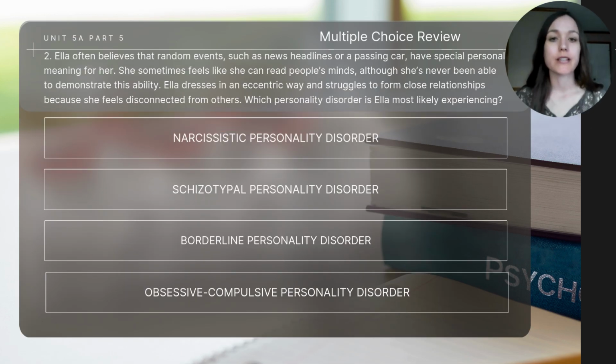Question number two says Ella often believes that random events, such as news headlines or a passing car, have special personal meaning for her. She sometimes feels like she can read people's minds, although she's never been able to demonstrate this ability. Ella dresses in an eccentric way and struggles to form close relationships because she feels disconnected from others. Which personality disorder is Ella most likely experiencing?